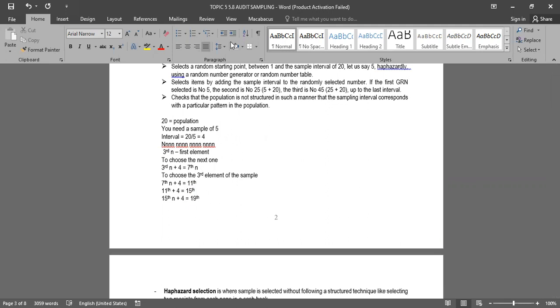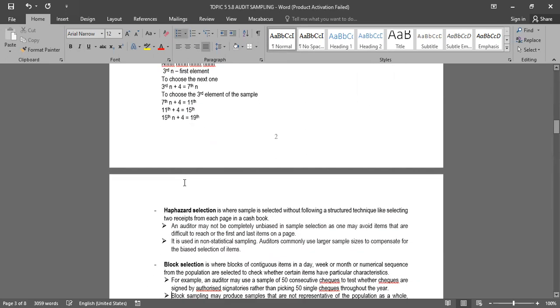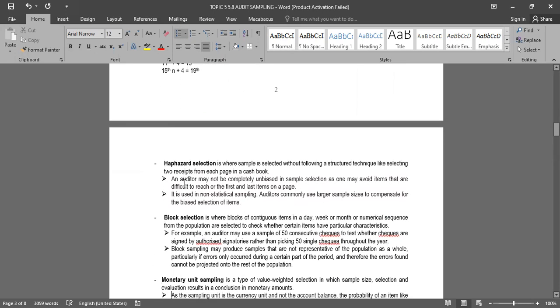Okay, what's the difference between, okay, let's answer that. So we continue. Then you have haphazard selection. Haphazard selection is more of, it's not systematic, it's not random, but still a selection. So what happens here is, this is where a sample is selected without following a structured technique. You're not saying it's random, you're not saying it is systematic, but you have come up with a sample. For example, you just say the first 2 pages in cash book. If you have maybe several cash books, maybe there are 5, you choose the first 2 pages from each cash book. That's what you call haphazard selection.